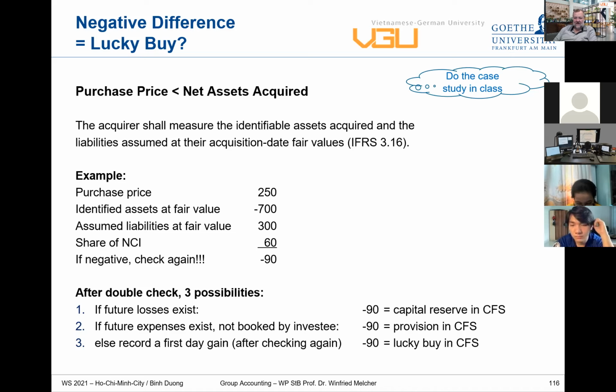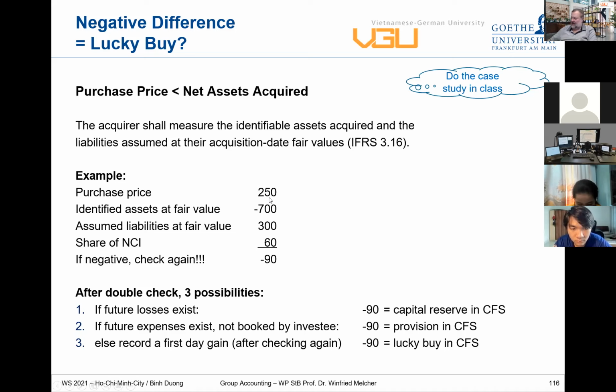So if future losses exist, then of course the acquirer knows that there will be future losses, so the equity will be used by that. The acquirer does not want to pay the future losses that are already implemented in the financial planning and that will unavoidably be there in the future. So probably what the investor would do is deduct the 90 from the purchase price.